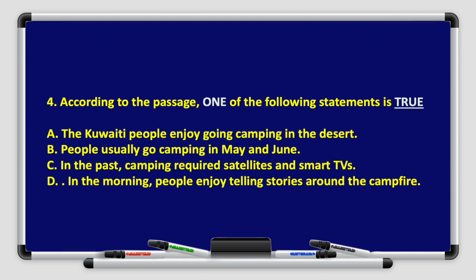Number 4, according to the passage, one of the following statements is true. So all of them are false, but one is true. Which one is it? Is it A, the Kuwaiti people enjoy going camping in the desert? B, people usually go camping in May and June? C, in the past, camping requires satellites and smart TVs. And lastly, D, in the morning, people enjoy telling stories around the campfire.